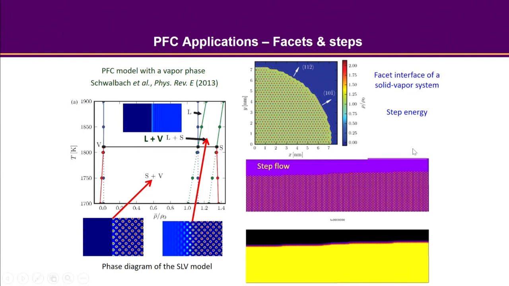But you can see in that paper, we are showing very nicely that you can have this step energy occurring using this phase field crystal model. So if you are working on systems such as step meandering or step flow, phase field crystal is the ideal model that you can use for your research. So here, I'm showing one example of this step flow.